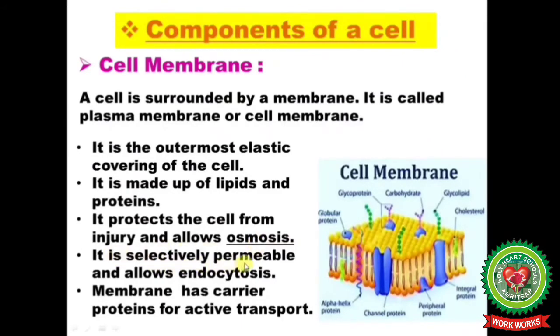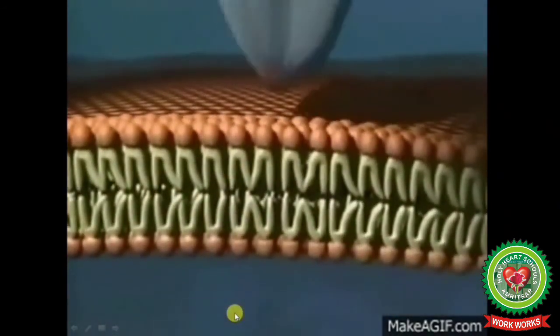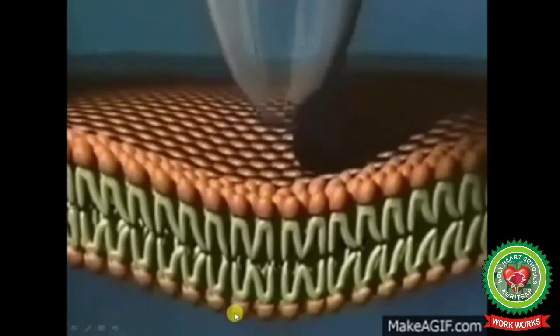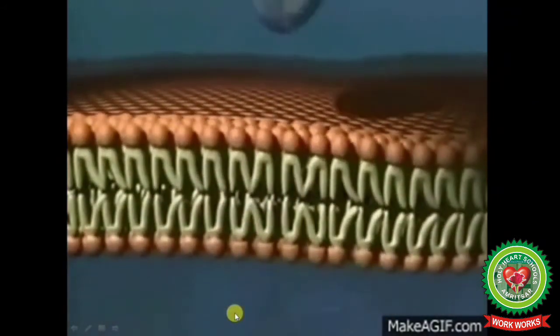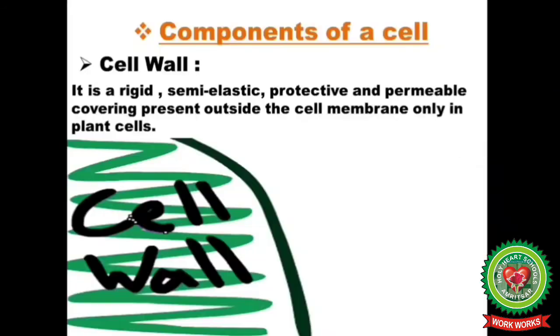It is selectively permeable and allows endocytosis. Endocytosis is the process whereby cells absorb material from outside by engulfing it with their cell membranes. The membrane has carrier proteins for active transport. The pores of the plasma membrane allow the entry and exit of only selected substances. They prevent the movement of other substances. Thus, the plasma membrane is called a selectively permeable membrane.